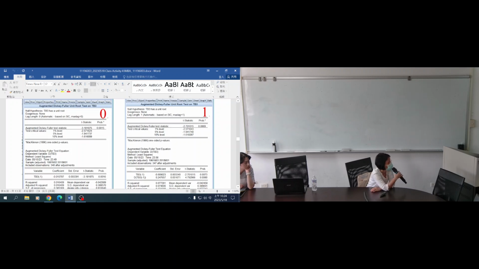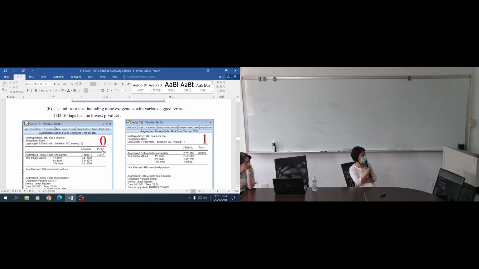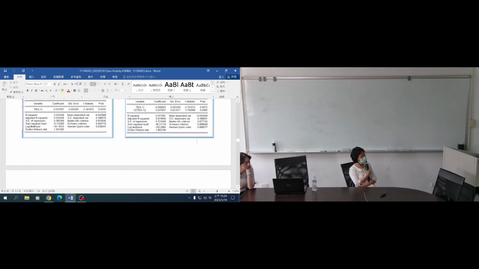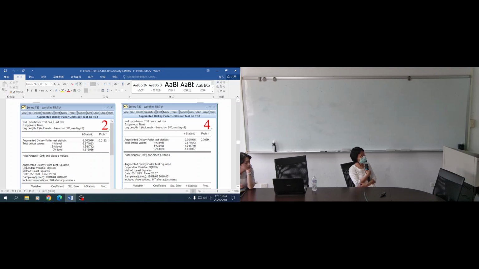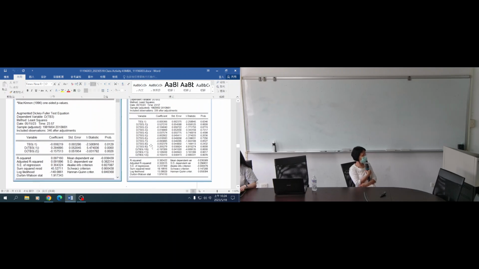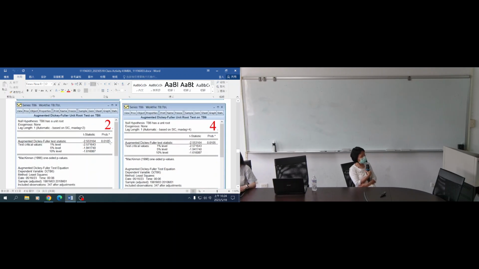What kind of test is this? Non-exogenous. It's a different version of the Dickey-Fuller test. So this one is more accurate. The p-value is more accurate. Here for TB3, okay. And here all pass. All pass. And for TB6, it passed as well.